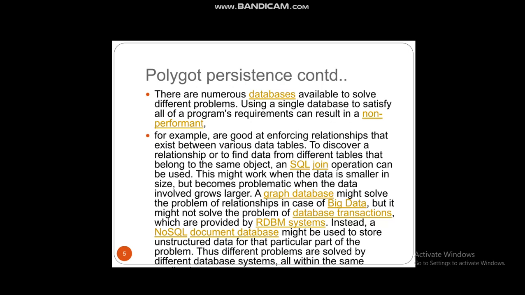A graph database might solve the problem of relationships in the case of big data, but it might not solve the problem of database transactions, which are provided by RDBMS systems. Instead, a NoSQL document database might be used to store unstructured data for that particular part of the problem. Thus, different problems are solved by different database systems, all within the same application.